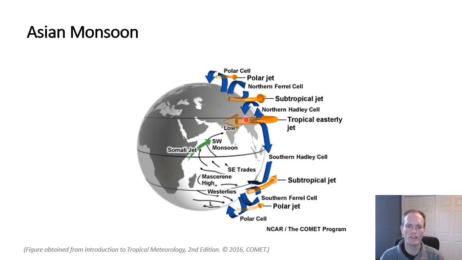Our ascending branch of the Hadley cell circulation becomes centered here into the subtropics of the northern hemisphere, with the descending portion of that circulation found within the southern hemisphere.